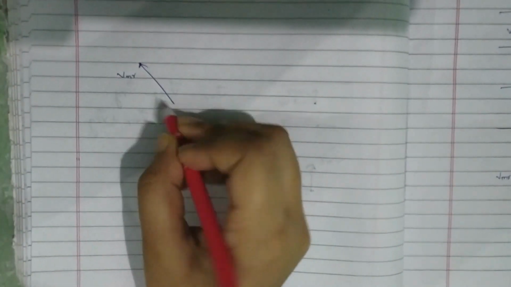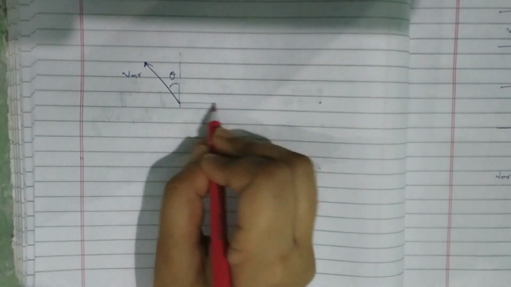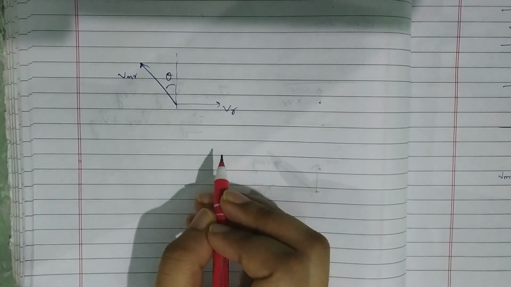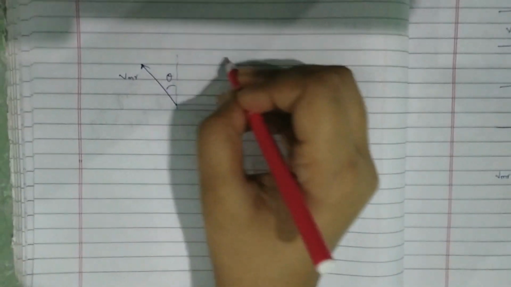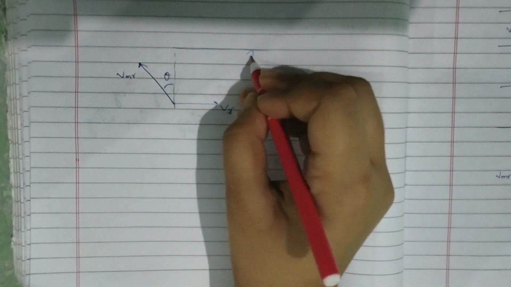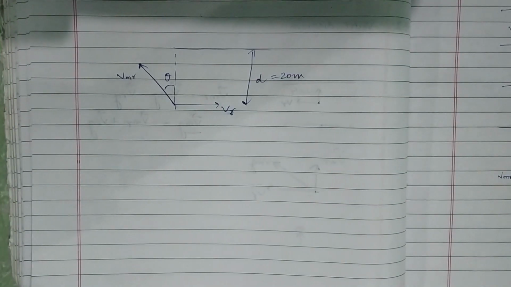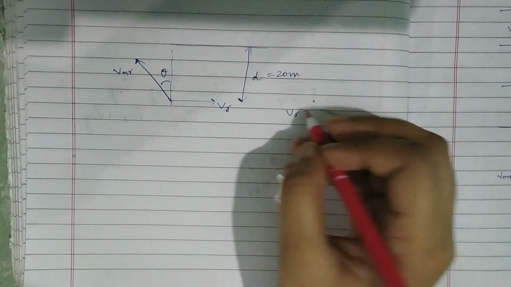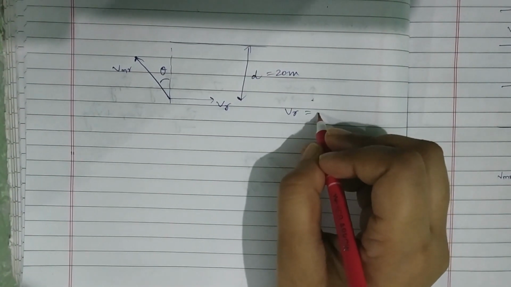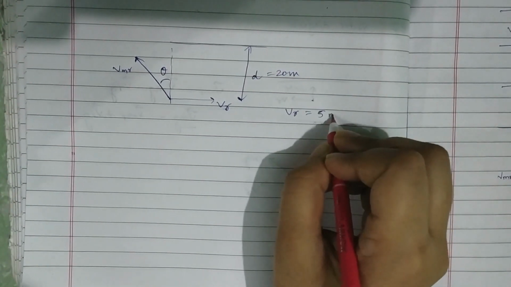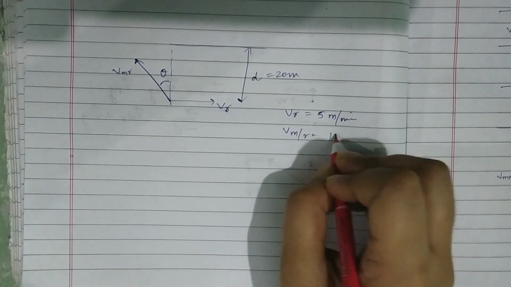Okay, it is the VMR, which is making, let's say, an angle theta with our y-axis, and this is the velocity of river. Now, let's say that the width of the river is 20 meters. We have VR. We will use the values given in the question to explore our answers. Velocity of a river is 5 meters per minute, and velocity of man with respect to river is 10 meters per minute.